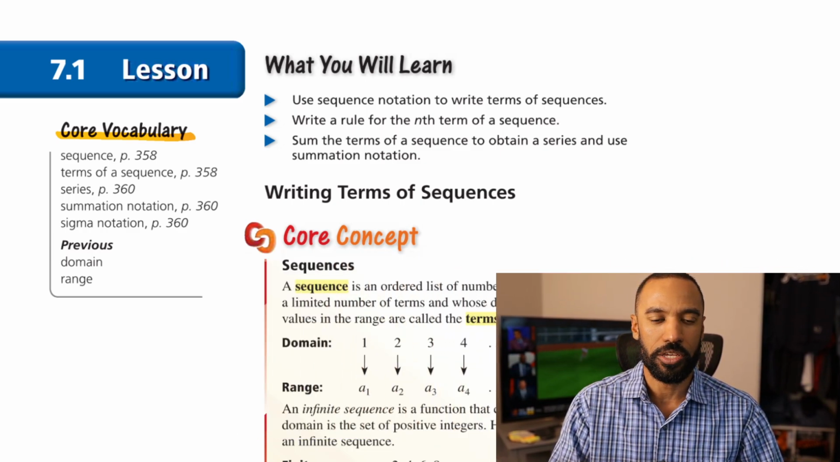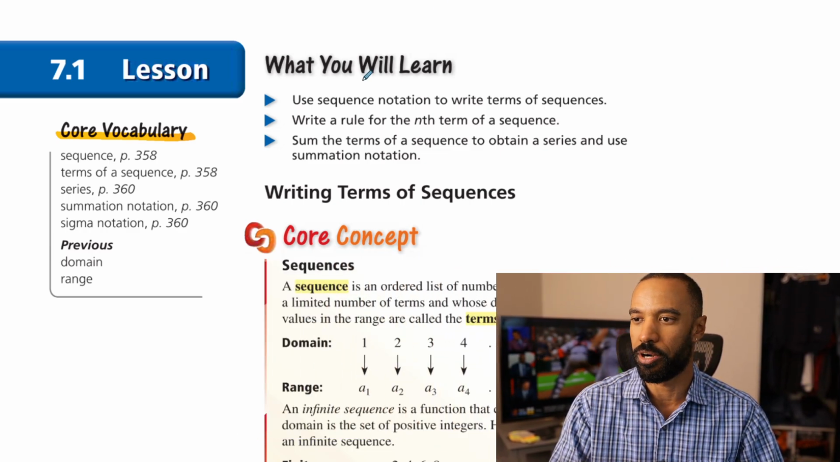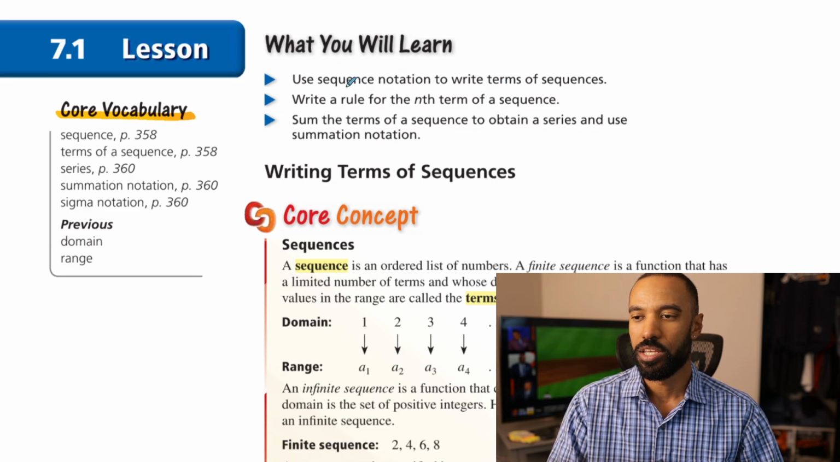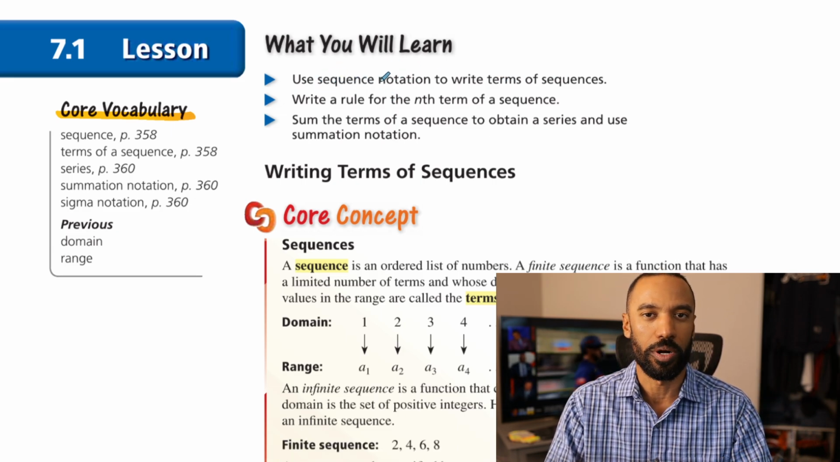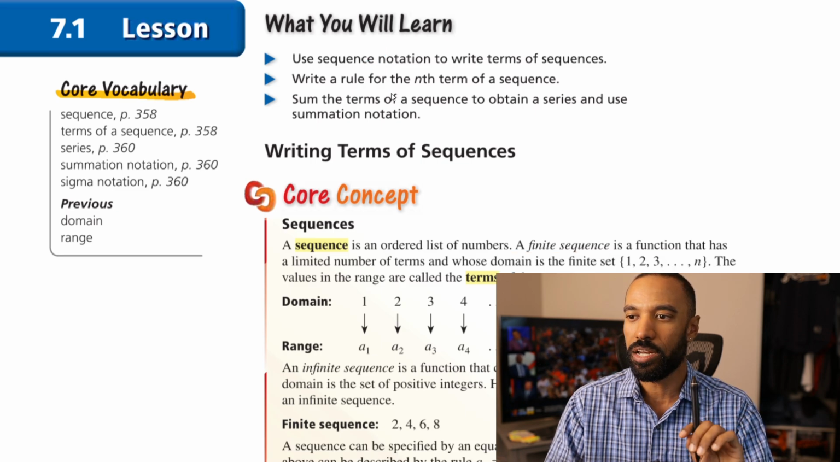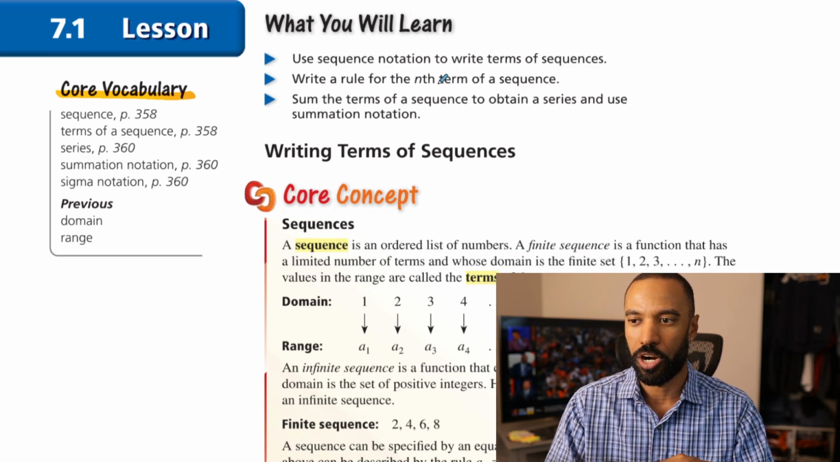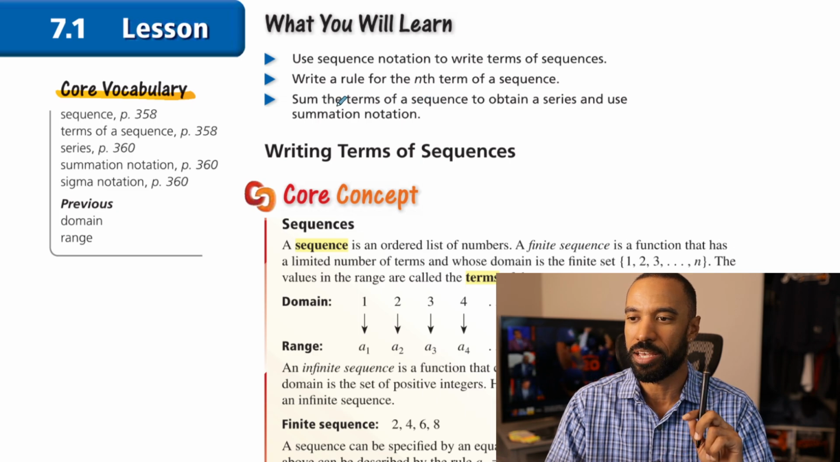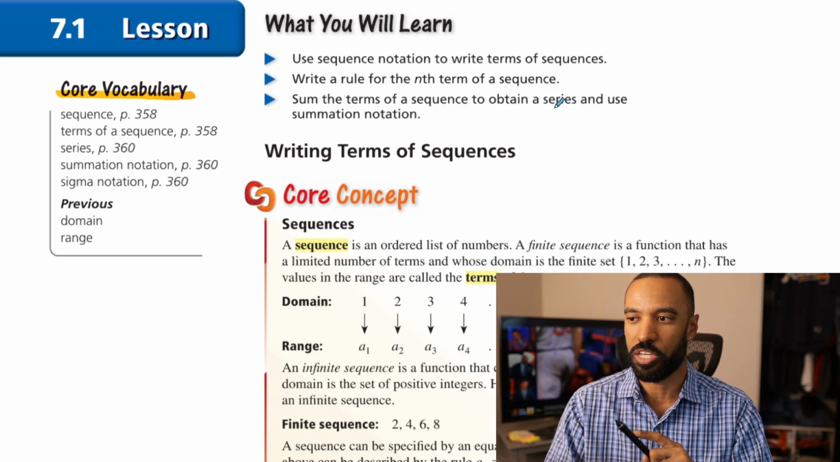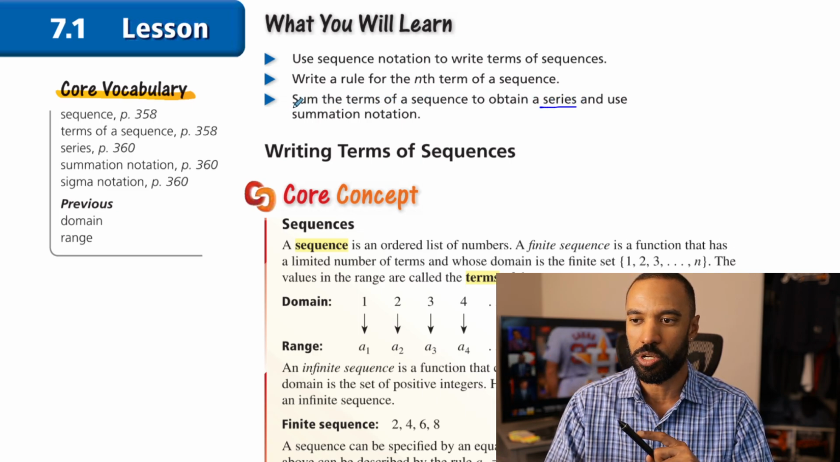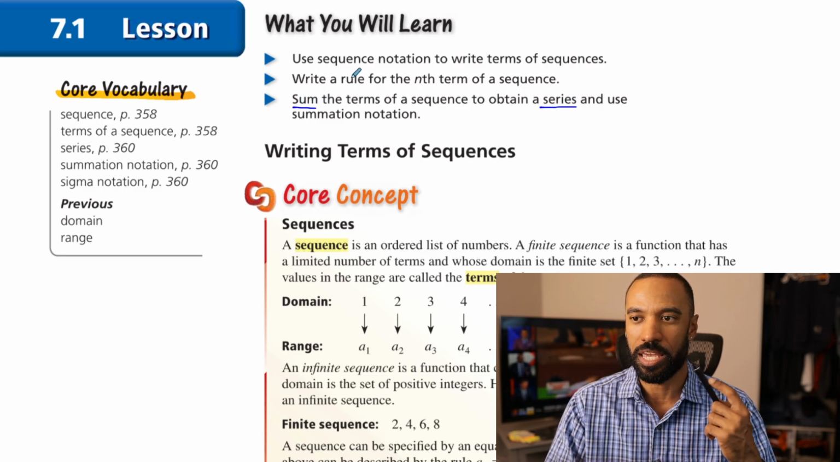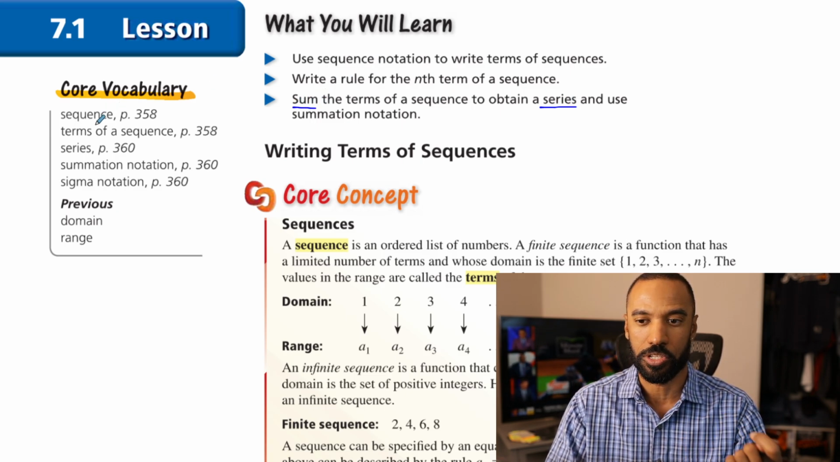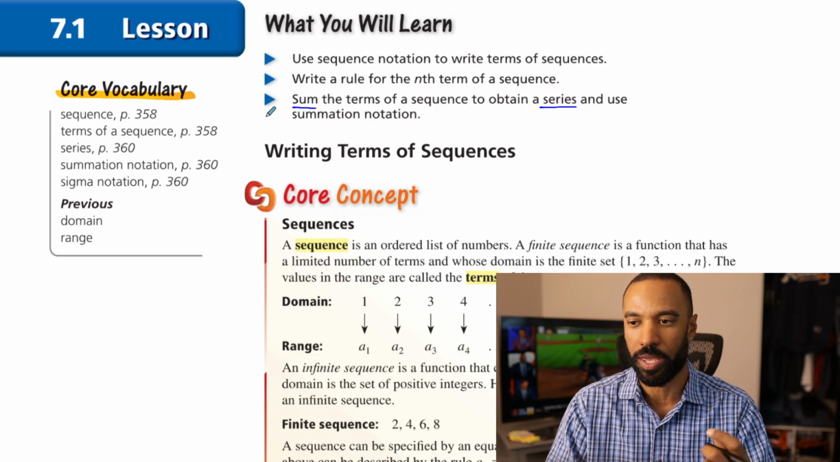We're going to use sequence notation to write terms of sequences. So that's stuff you would have used in the past, at least. Write a rule for the nth term of a sequence. Once again, something you would have done in the past. And sum the terms of a sequence to obtain a series and use summation notation. A series is a sum, and that's one of the new target words that we have here.